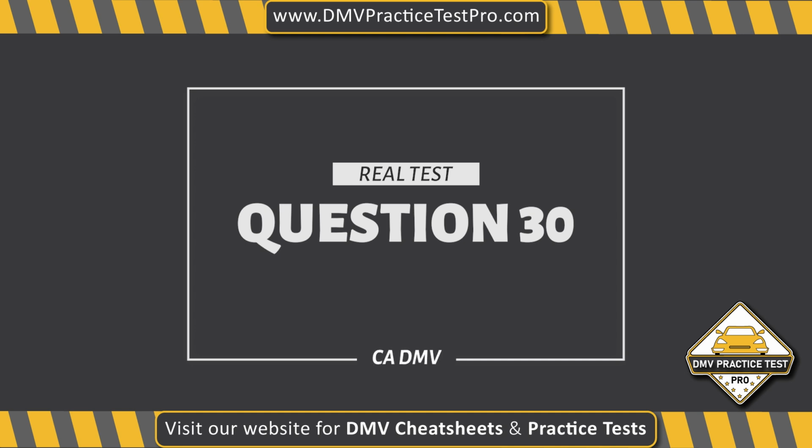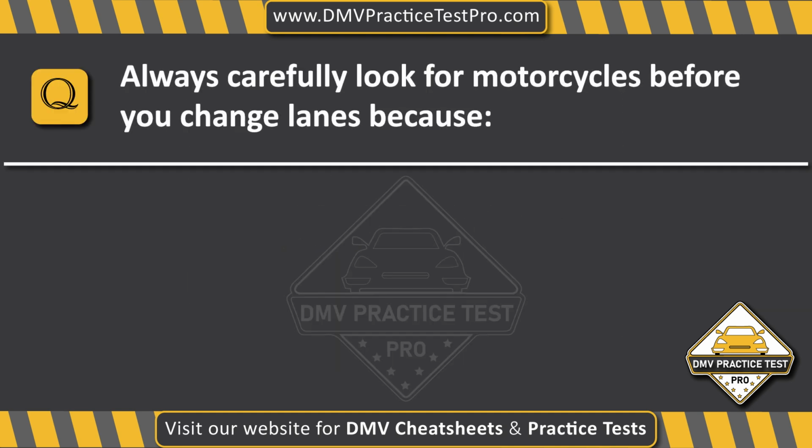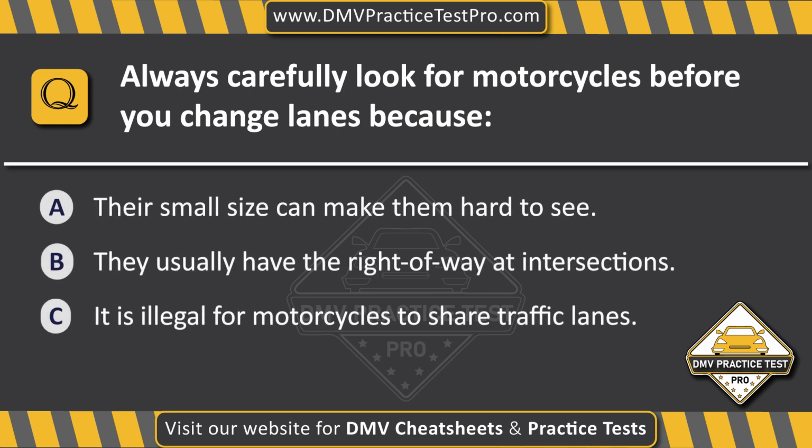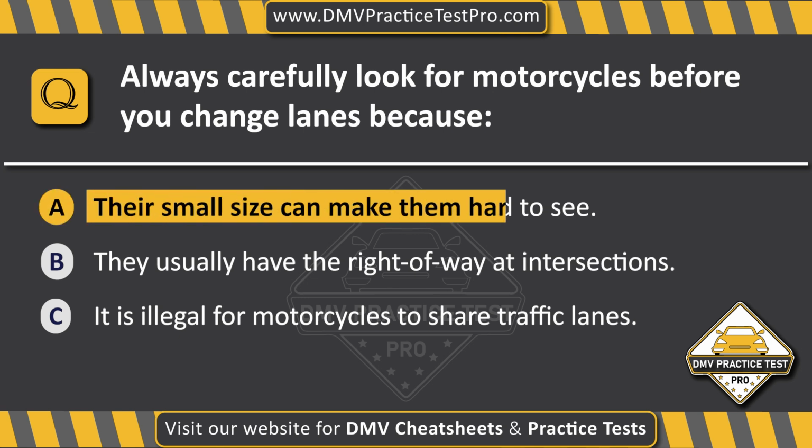Question 30. Always carefully look for motorcycles before you change lanes because Option A, their small size can make them hard to see. Option B, they usually have the right of way at intersections. Option C, it is illegal for motorcycles to share traffic lanes. The correct answer is Option A. Their small size can make them hard to see.